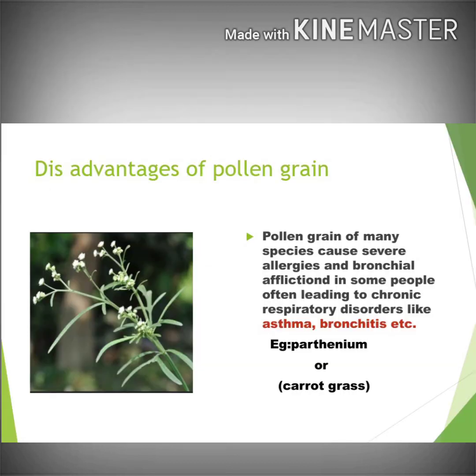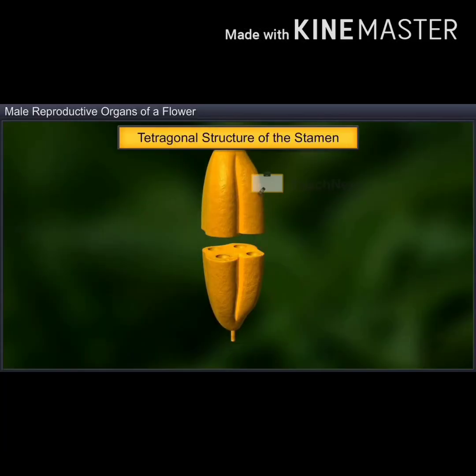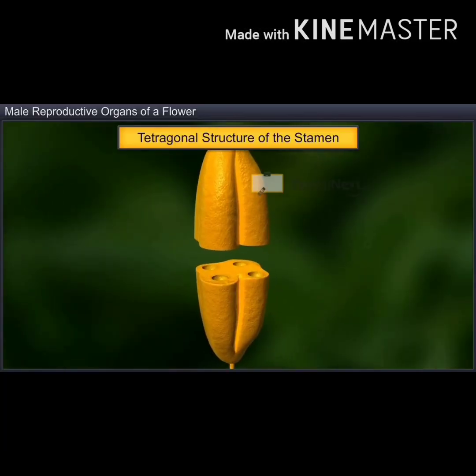Then come the disadvantages of pollen grains. Pollen grains of many species cause severe allergies and bronchial afflictions in some people, often leading to chronic respiratory disorders like asthma and bronchitis. An example of a plant species which causes pollen allergy is Parthenium, otherwise called carrot grass. Okay, we can summarize the whole topic.